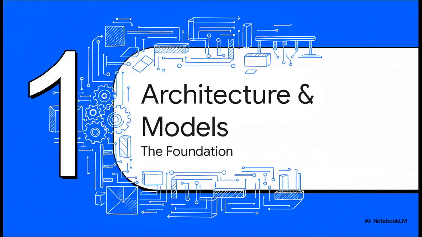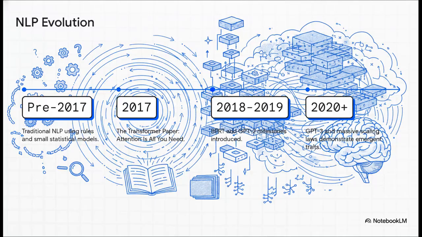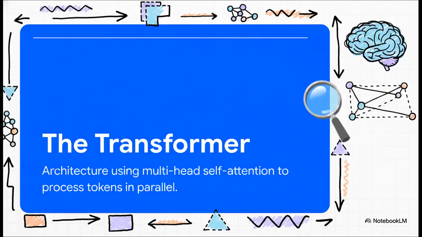All right, part one, architecture and foundation models. Let's start at the absolute bedrock. It's honestly wild to think about how fast this field moves. Pre-2017, traditional NLP was all about brittle rules and smaller statistical models. But then 2017 hit, and the famous "Attention Is All You Need" paper dropped. That introduced the transformer architecture, and it just changed the entire game overnight. By 2018 and 2019, we saw BERT and GPT-2, and from 2020 onward, GPT-3 kicked off the era of massive scaling laws.